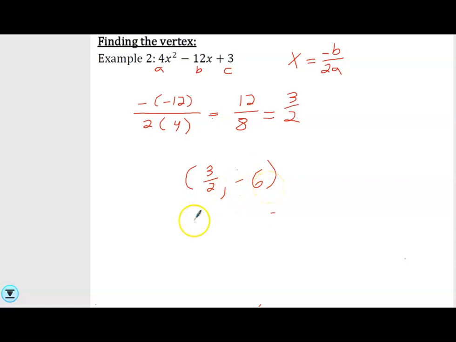And this vertex is going to be a minimum value because our a is positive. And again, when our a is positive, that means we're going to have an upward facing parabola.